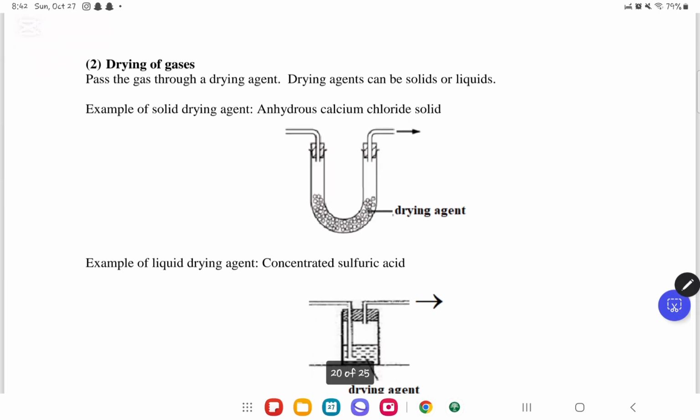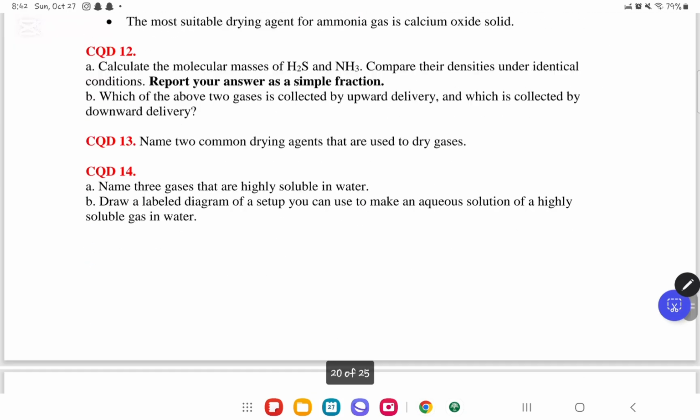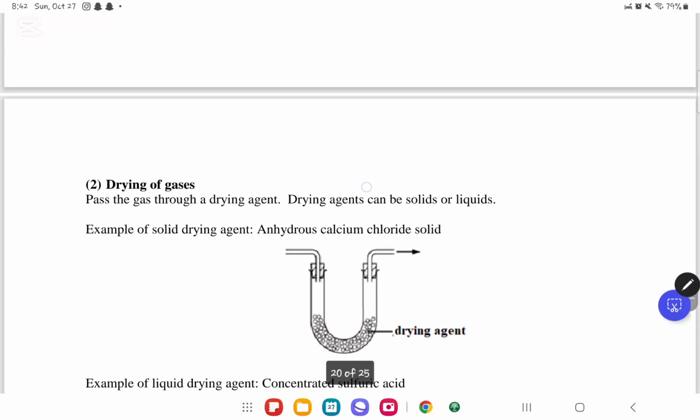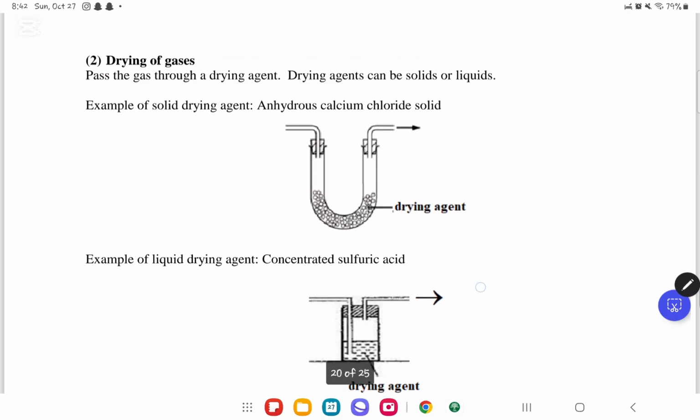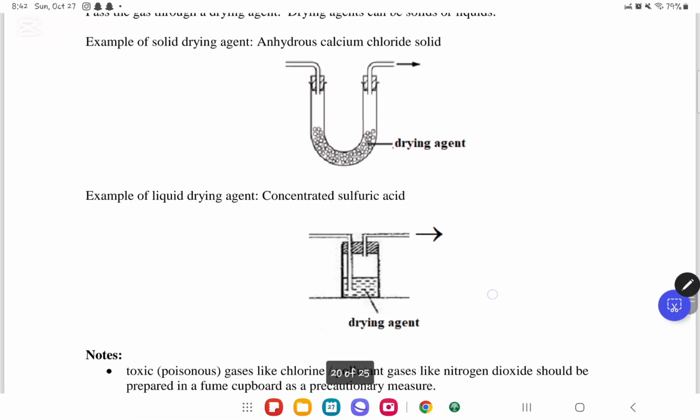So let's go down. We're going to have drying of gases. We just have the drying of gases. Very simply, to dry the gas, we're going to pass it through a drying agent. They can be either solids or liquids. So for example, you can use anhydrous calcium chloride solid to dry the gas, which is a solid drying agent, or a liquid drying agent is concentrated sulfuric acid.